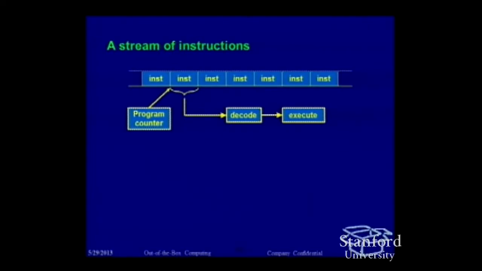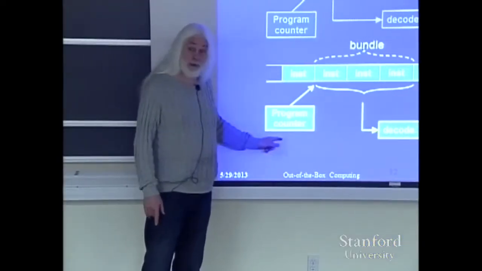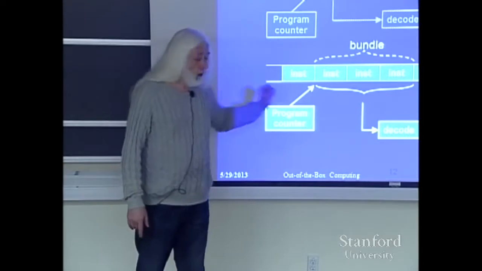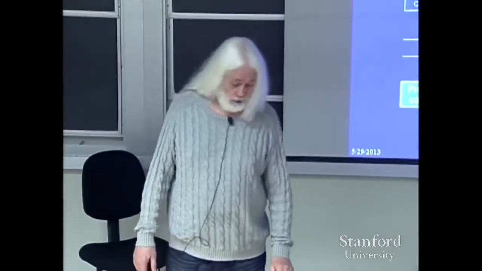That's the logical view. The real world doesn't work like that on modern machines, because you have to grab more than 1 instruction per cycle. We call the group of instructions that you're going to grab per cycle a bundle. The hardware will grab that whole bundle out of the instruction stream, where the start of the bundle is indicated by the program counter, drop it into decode, and that in turn winds up being fanned out to multiple operation functional units.